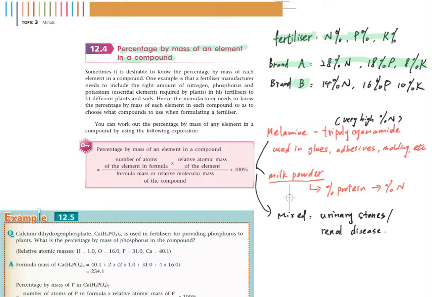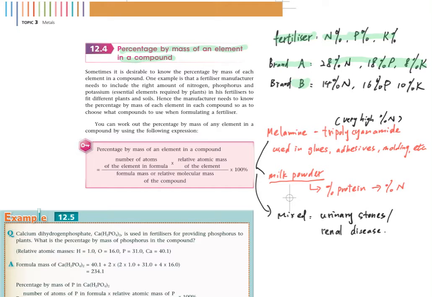Another example related to percentage by mass is a milk powder incident from some years ago, related to melamine. The chemical name is tripolyscyanamide. This chemical has a very high percentage by mass of nitrogen, and it is an industrial product used in glues, adhesives, and molding. Because it has a very high percentage by mass of nitrogen, some unscrupulous businessmen will add this industrial product into milk powder and sell it to people.